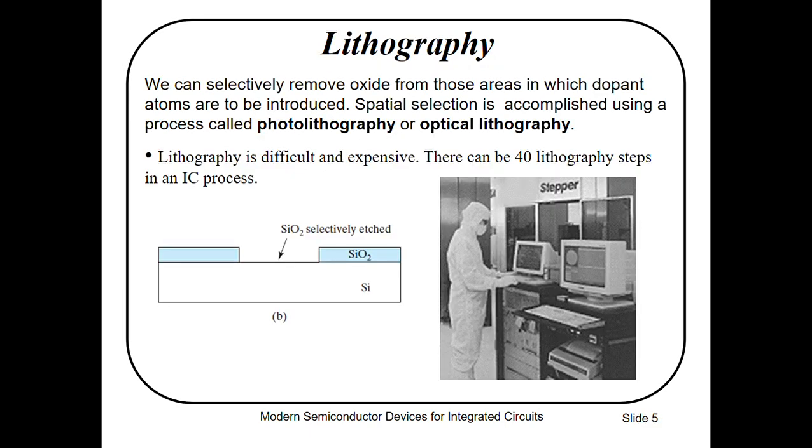Lithography: we can selectively remove oxide from those areas in which dopant atoms are to be introduced. Spatial selection is accomplished using a process called photolithography or optical lithography. Here in the figure you can see this process. Lithography is difficult and expensive. There are around 40 lithography steps in an IC process.